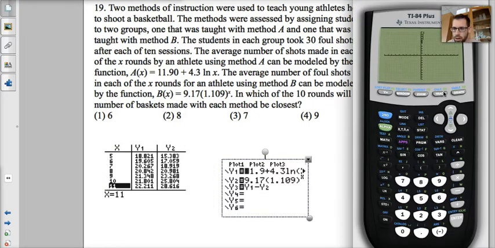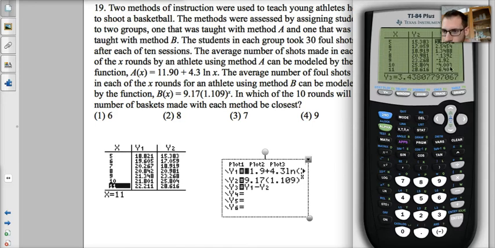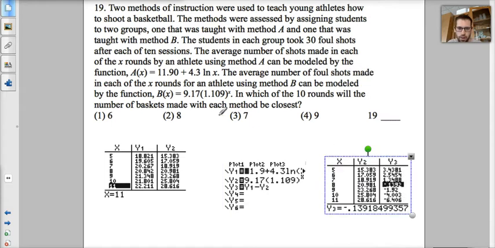And then I'm going to go into my table and we'll see when they're closest. So if I go over here to y3, it will tell me when they are closest together. And it looks like after 8 weeks, they're only 0.13 apart. So something like that. I'm going to drag that in here. So after 8 weeks, they will be very, very close together.